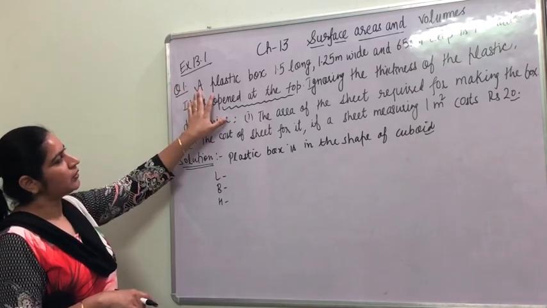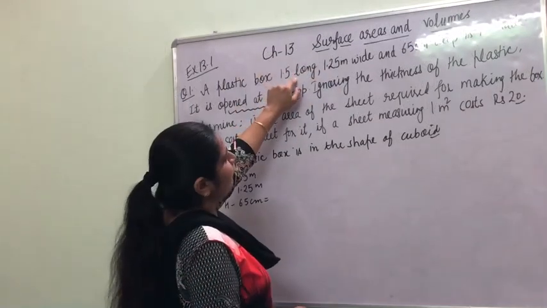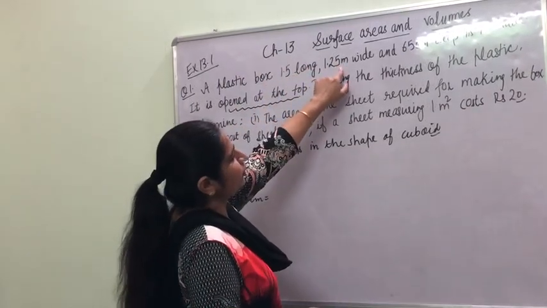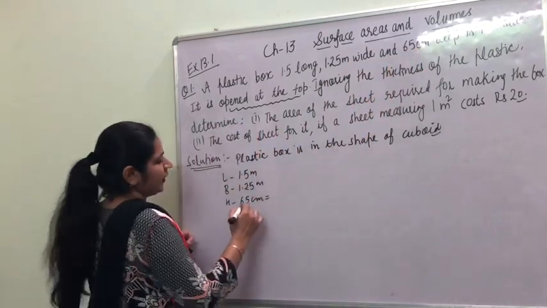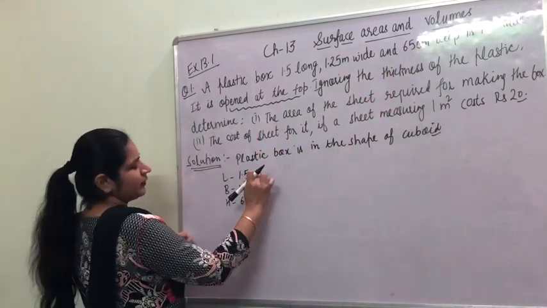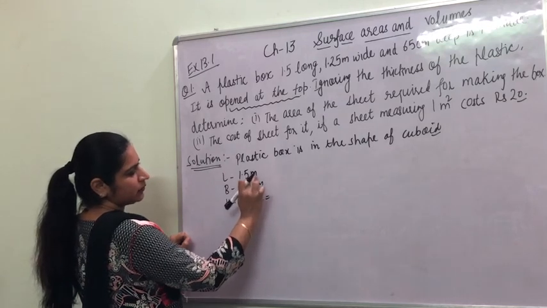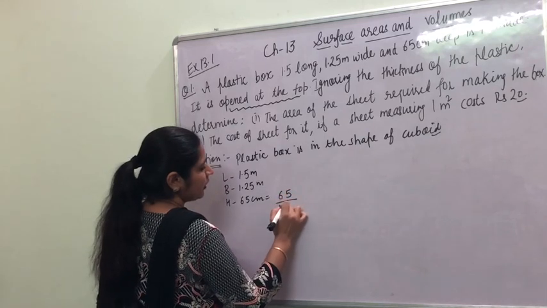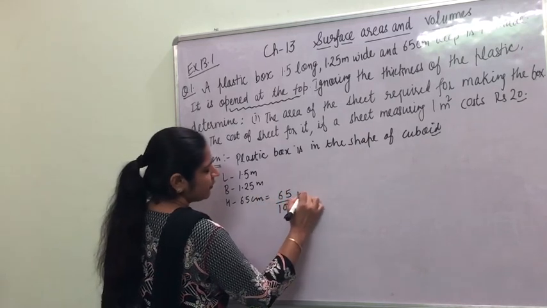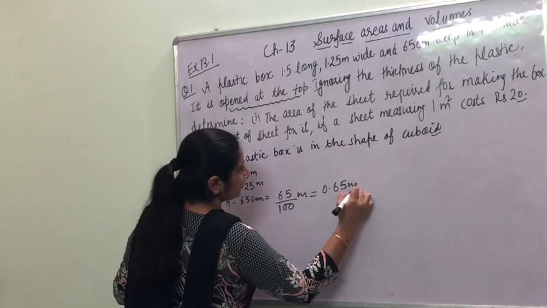In this question, a plastic box is given whose length is 1.5 meter, breadth is 1.25 meter, and height is 65 centimeter. Here length is given in meter, breadth is given in meter, and height is given in centimeter. So all the 3 units should be the same. This centimeter will convert into meter by dividing by 100, 0.65 meter.